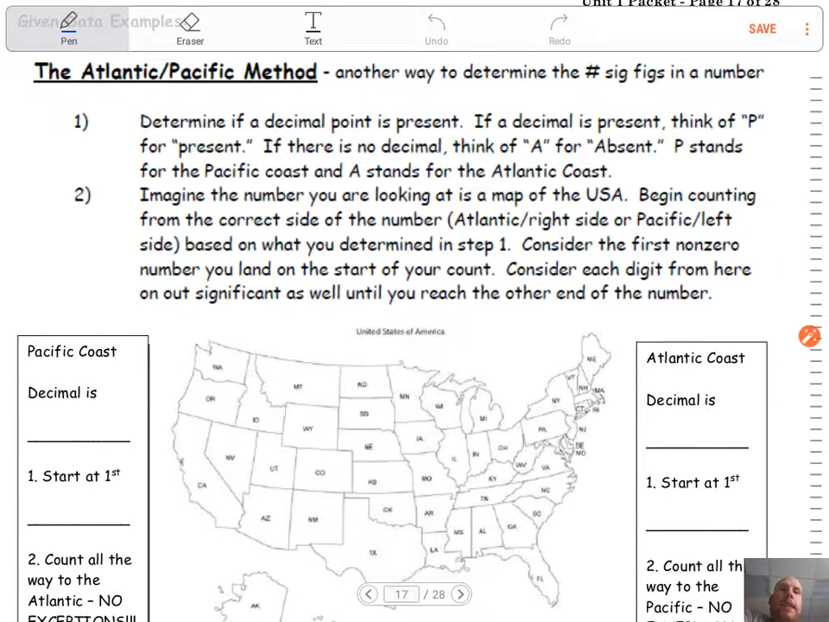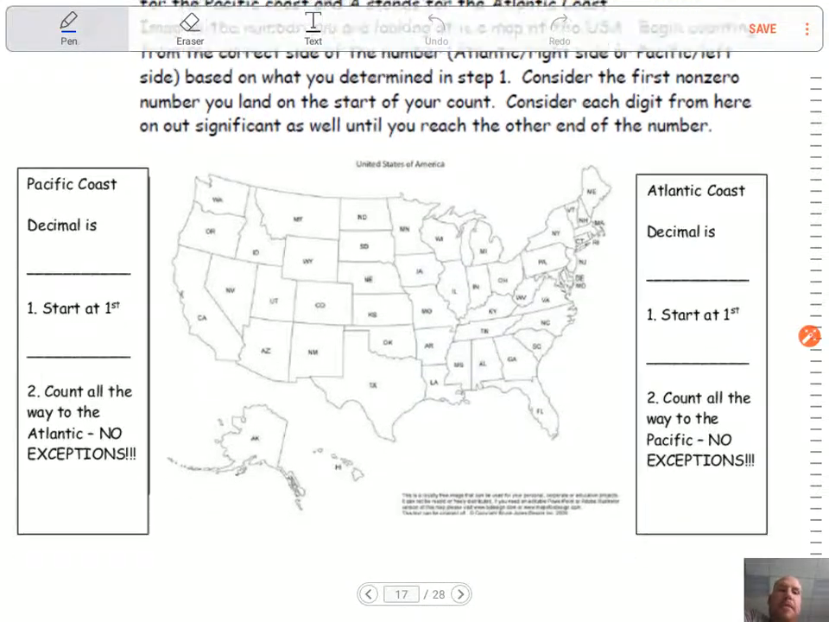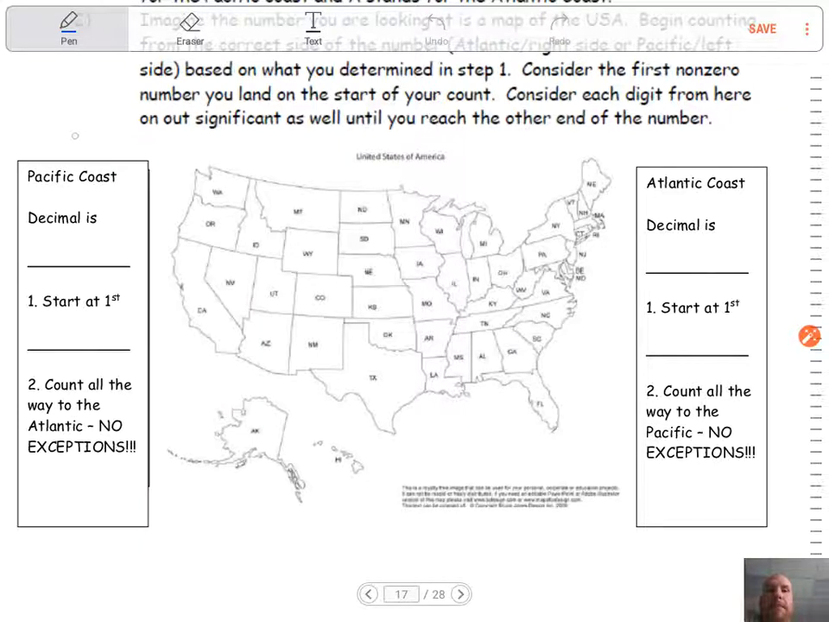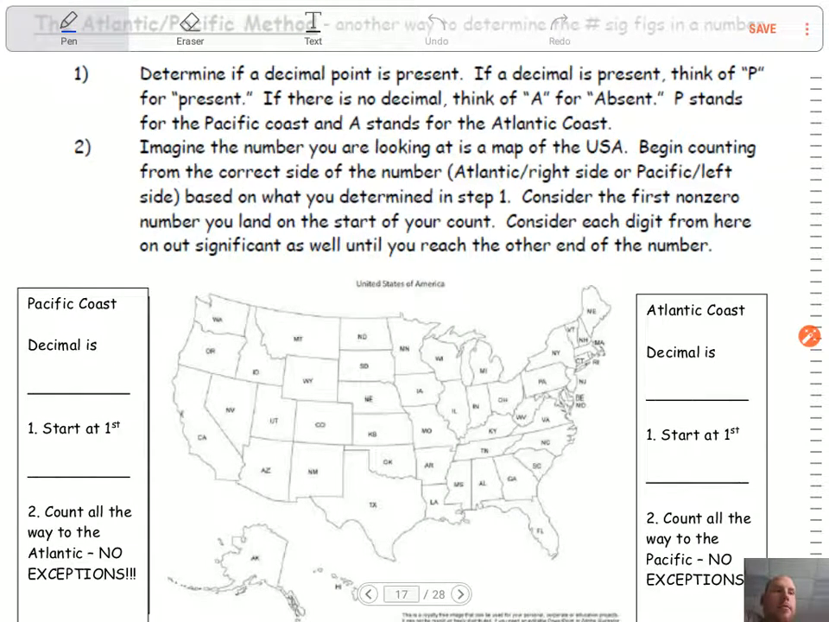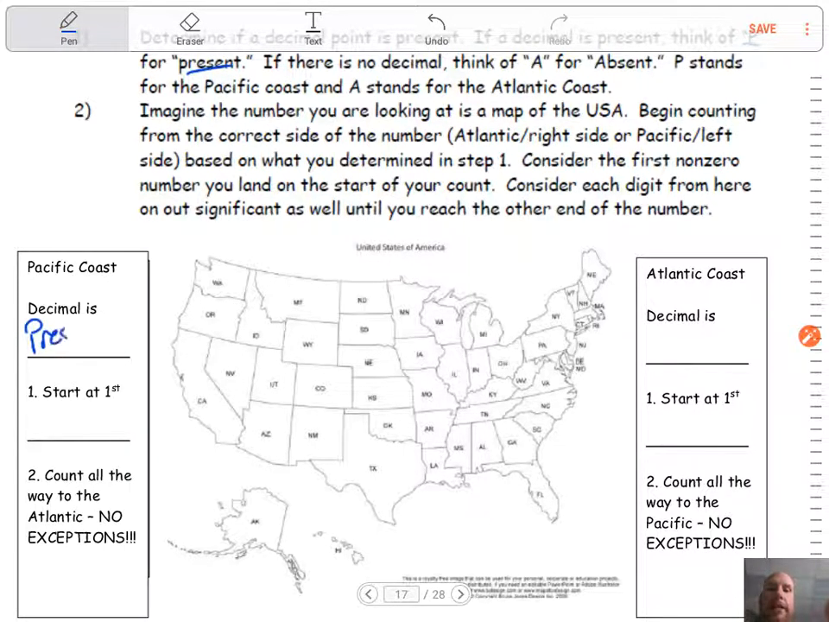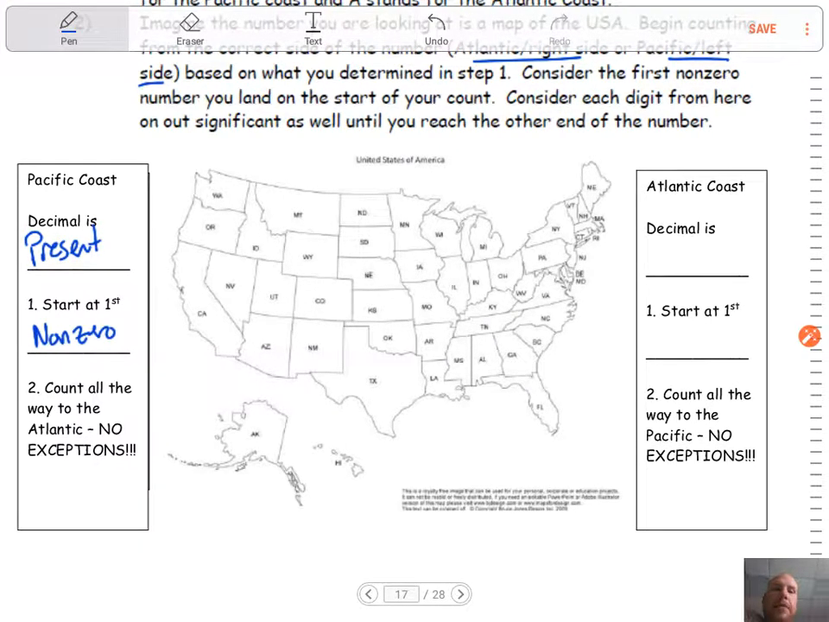Step 1, determine if the decimal point is present. If it's present, think of P for present, okay? I have this map of the United States here, and hopefully we all know that the Pacific Ocean's on the west coast and the Atlantic's over here on the east. That P for present, just think of Pacific, okay? So if the decimal is present, we start counting from the left side. You're going to begin from the correct side of the number. Atlantic is the right side, Pacific is the left side, okay? You start counting at the first non-zero, then you count all the way to the Atlantic, no exceptions.